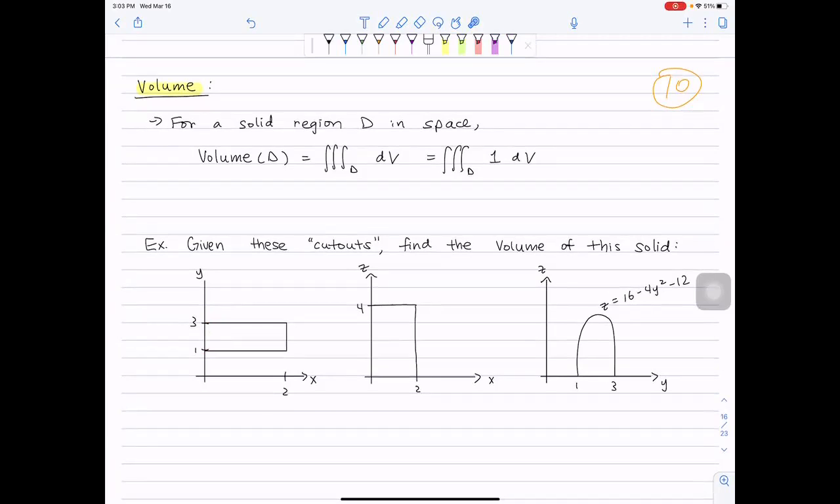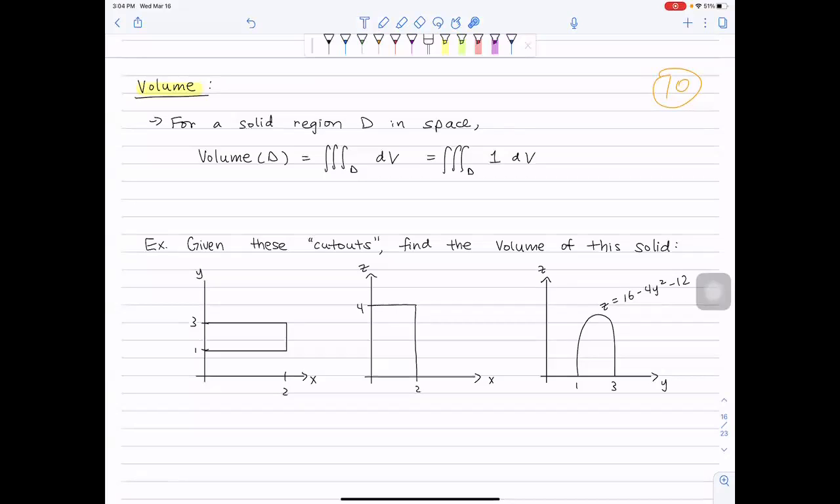So in the XY plane, we get this cutout. If you collapse the Z-axis and look at the shadow, it looks like that. In the XZ plane, X goes from 0 to 2, and Z goes to 4. So we have this rectangle here, and we have another rectangle here. Then in the YZ plane, we have a kind of parabola thing.